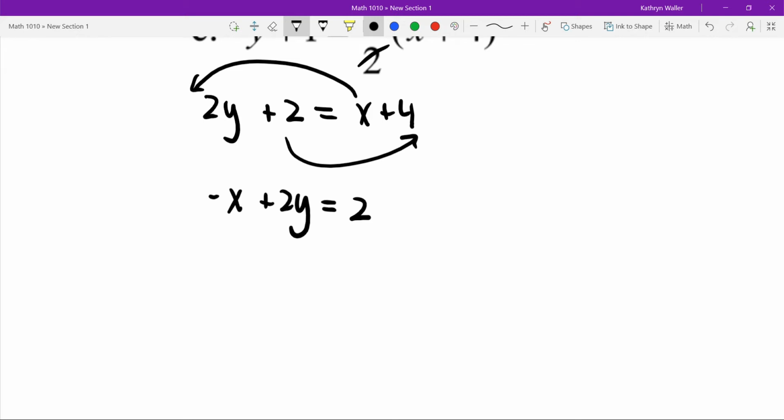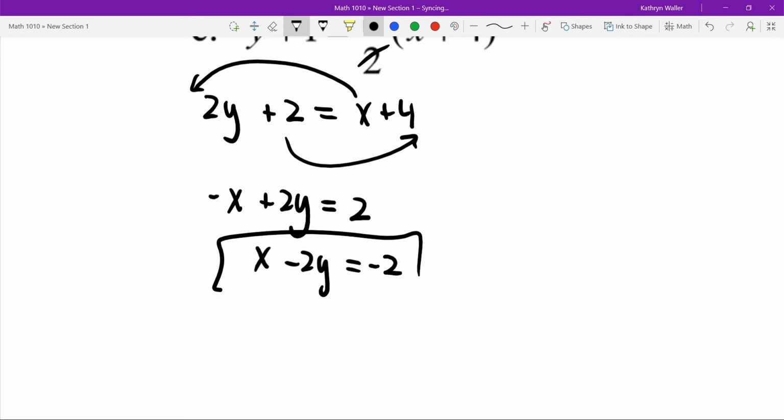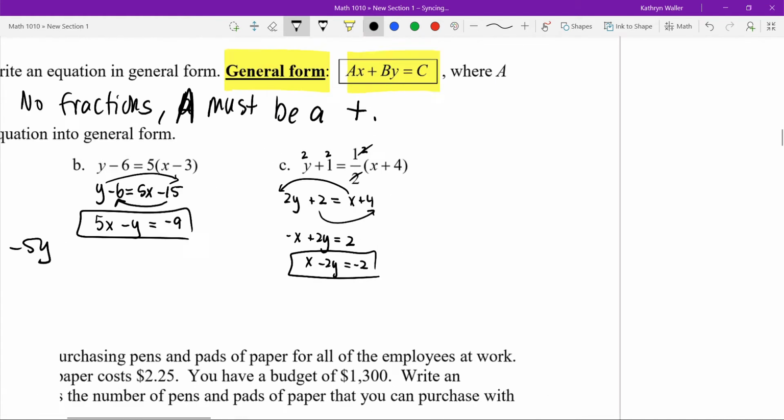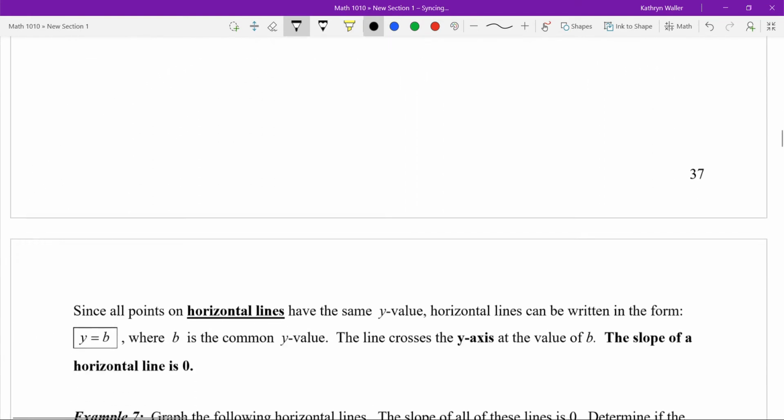That answer is not acceptable. It's not wrong. It's just not acceptable. So I moved my x over, it became a negative. Moved the 2 over, it became a negative. What's wrong with my answer? The x is a negative, right? So just go through and change all the signs, and that's fine. So, you know, show whatever amount of work that you feel like you need to. Okay? Okay, question 6.